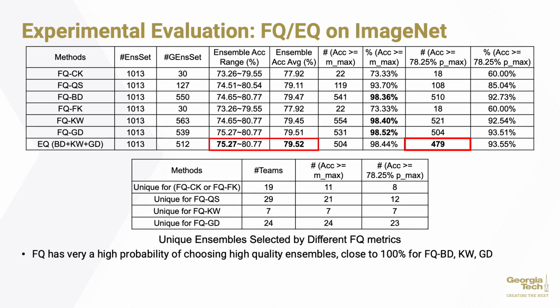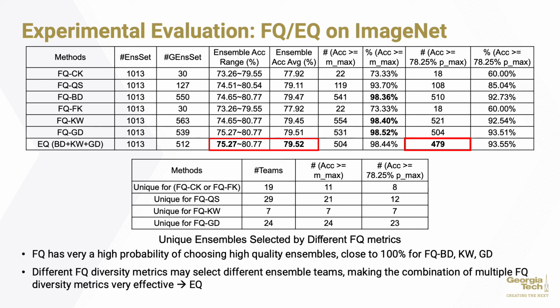The middle table shows the number of ensembles that are uniquely identified by these FQ diversity metrics. Different FQ diversity metrics may select different ensemble teams, making the combination of several top-performing FQ diversity metrics very effective. That is our EQ diversity ensemble selection. Our FQ-EQ diversity metrics can be effectively applied in many computer vision tasks for obtaining high-performance ensembles.